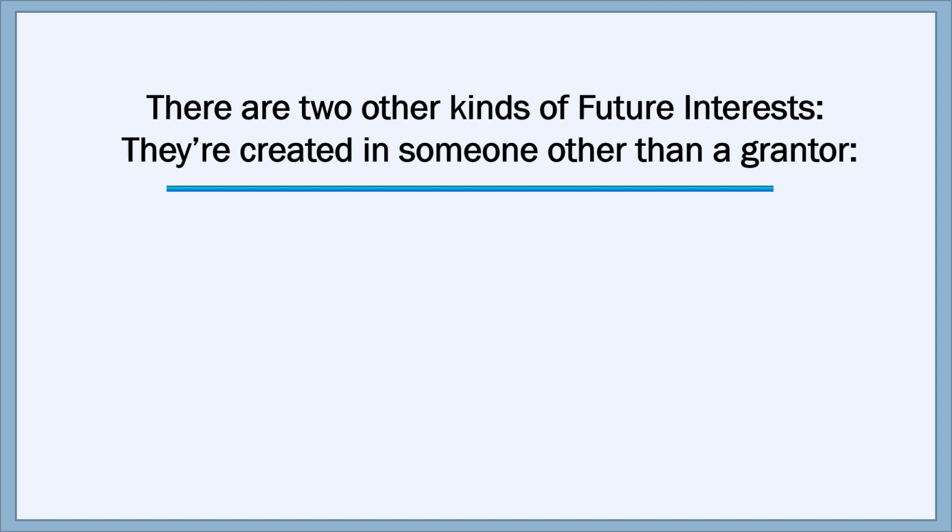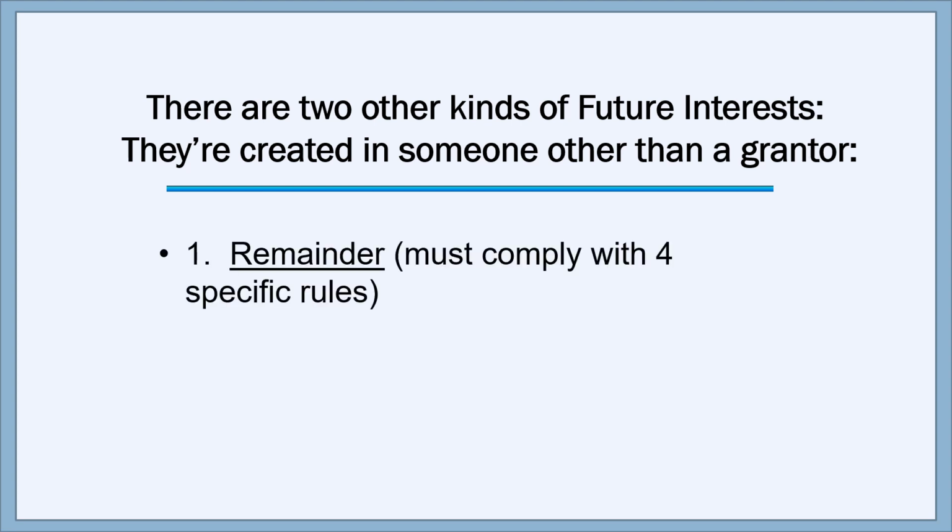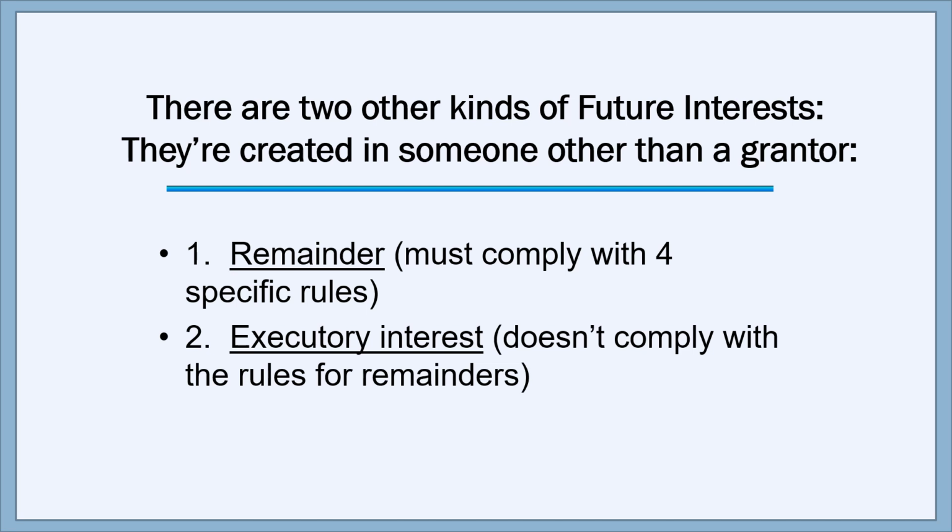That completes our discussion of the future interests that are created in a grantor, namely the possibility of reverter, the right of entry or power of termination, and the reversion. There are two other kinds of future interests, but they're created in someone other than a grantor. I'll tell you their names right now. The first one is called a remainder, and there are certain specific rules that remainders have to comply with. And the other is called an executory interest. It's a future interest created in someone other than the grantor that doesn't comply with the rules for remainders.